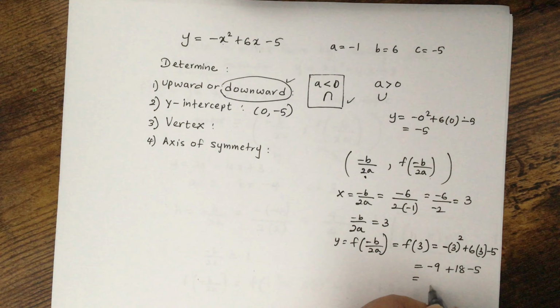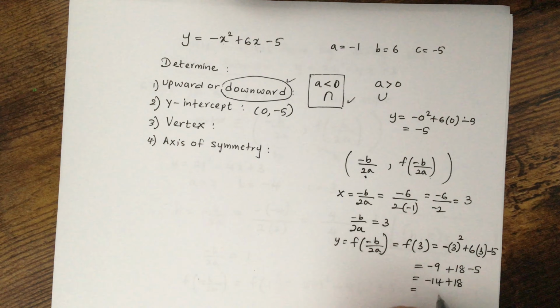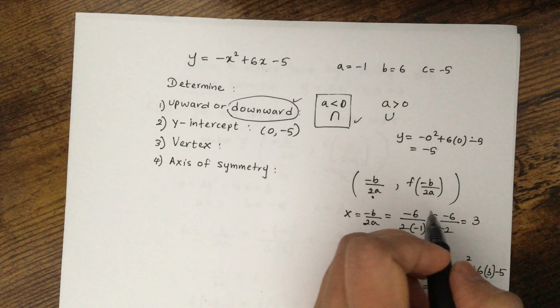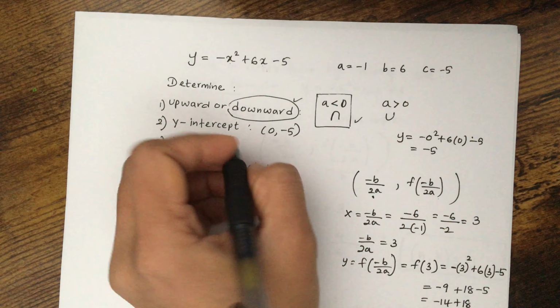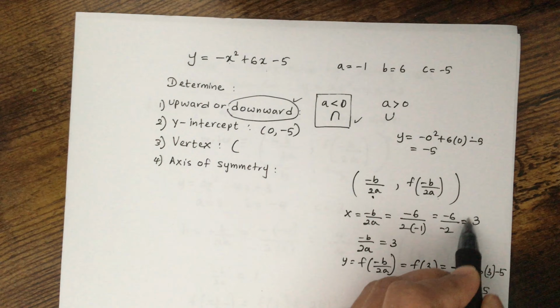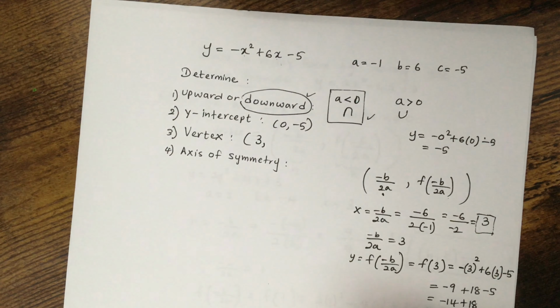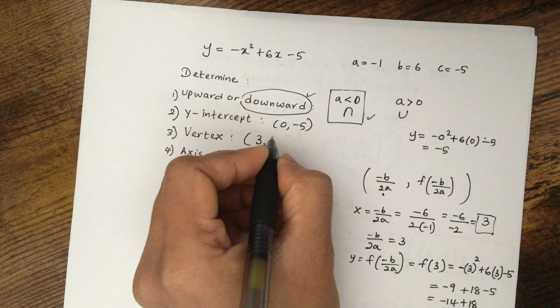So negative 14 plus 18, which is positive 4. So my y coordinate is 4, right? So then my vertex is now, x is 3 and my y is 4.